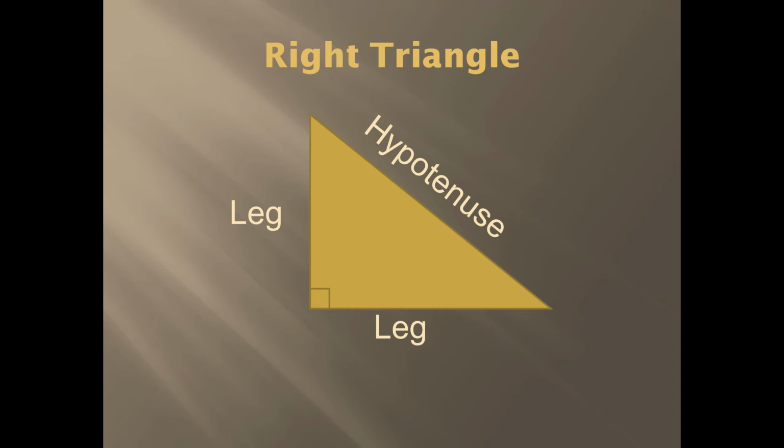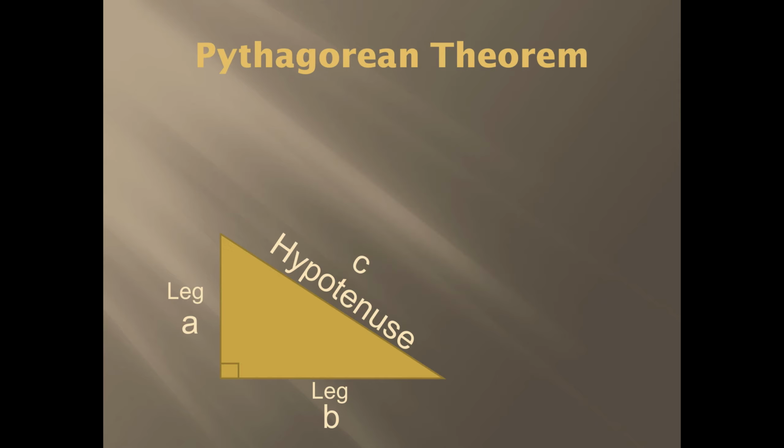Otherwise, you look for the longest side. It's the longest leg of the right triangle. It's called the hypotenuse. Okay, so now there's a special relationship that exists between all three sides of a right triangle, and that's where the Pythagorean theorem comes into play.